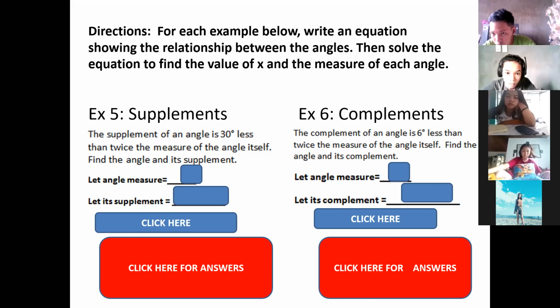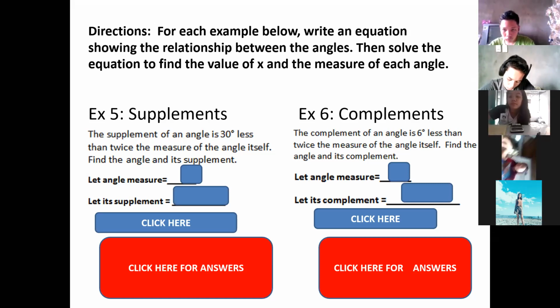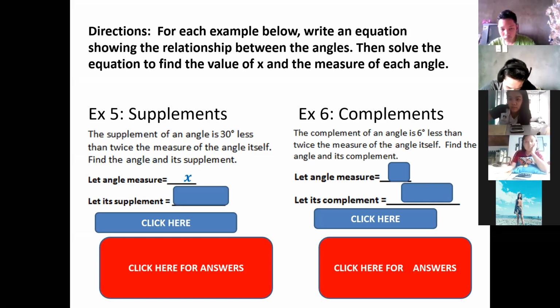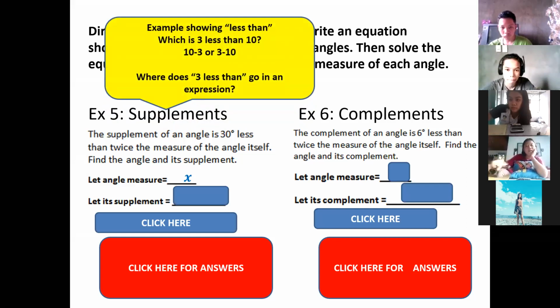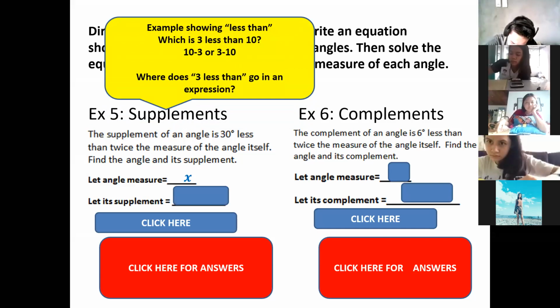So why not expose the answer of number 5? Same with Kent. So let's see. So the angle is x. Let's say that the angle is x. The supplement is, look at this one, the supplement is 30 less than twice. Excuse me, 30 less than twice.